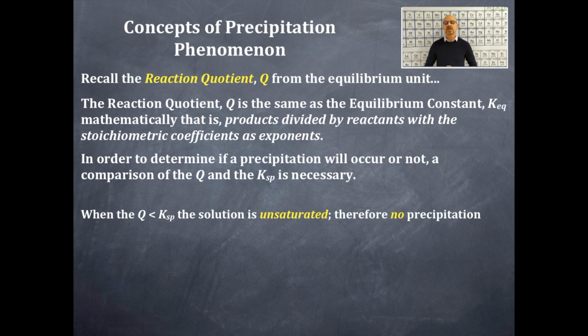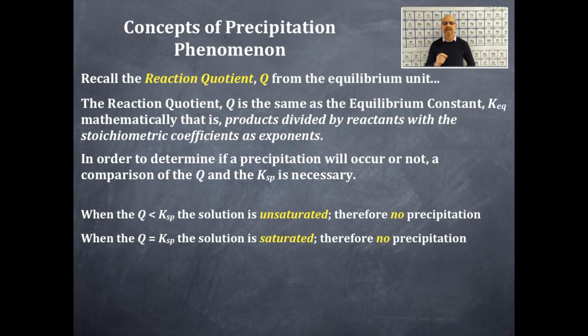So, when the Q is less than the KSP, the solution is called unsaturated and no precipitation will occur. Okay? When the Q and the KSP are equal to each other, the solution is saturated and no precipitation occurs at that point in time either. We're just, though, on the fence.